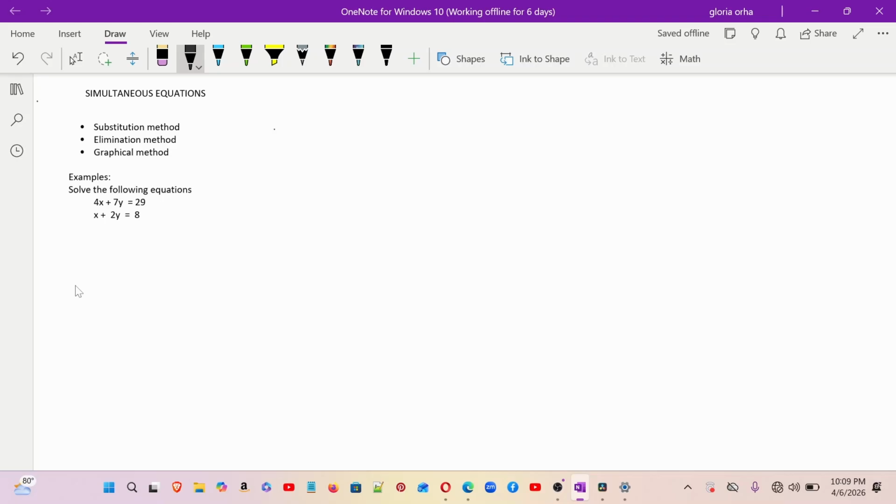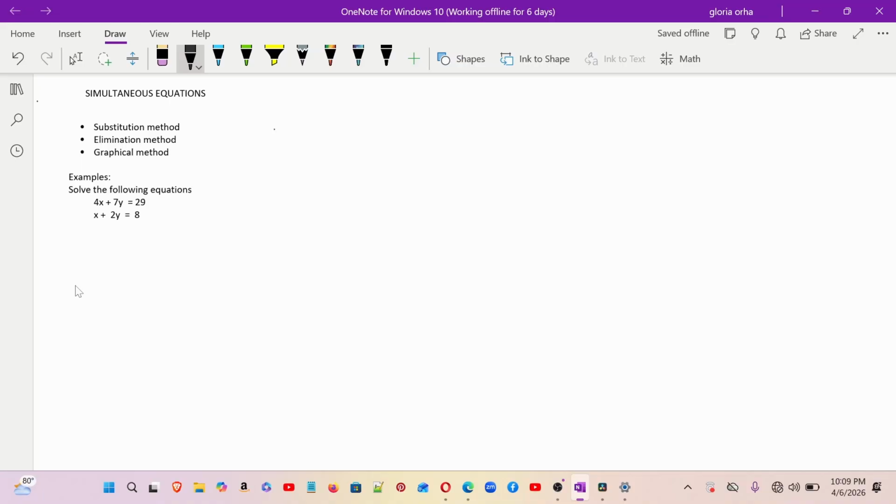In today's class, we'll be looking at simultaneous equations. Simultaneous equations involve questions having two or more equations. If you look at the example below, we have two equations.